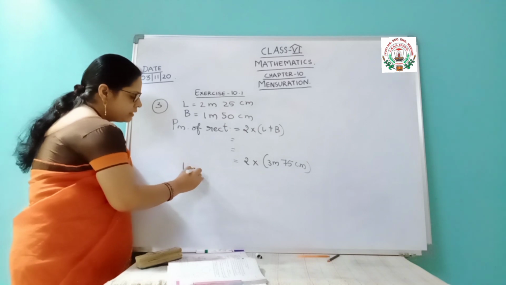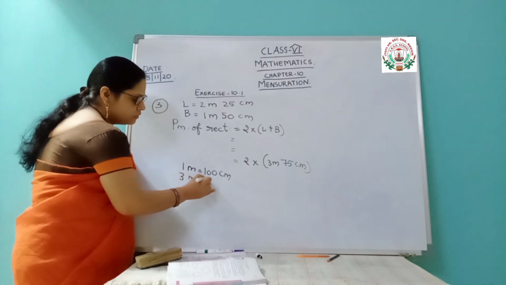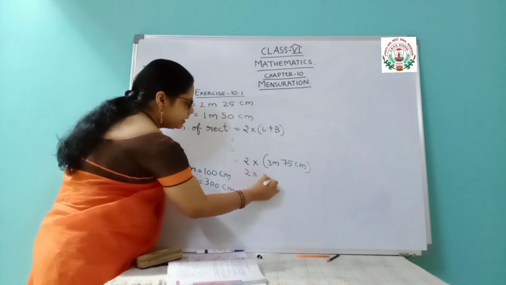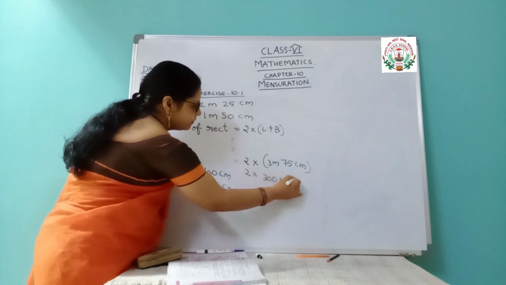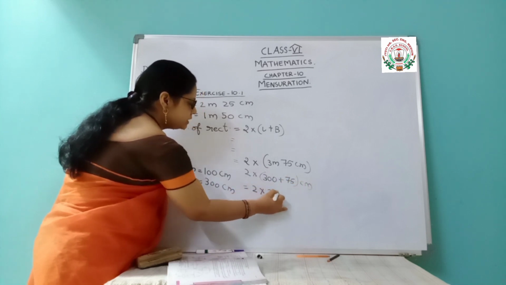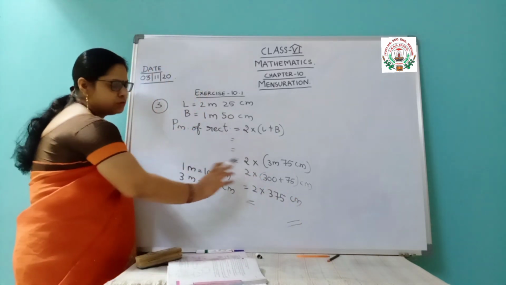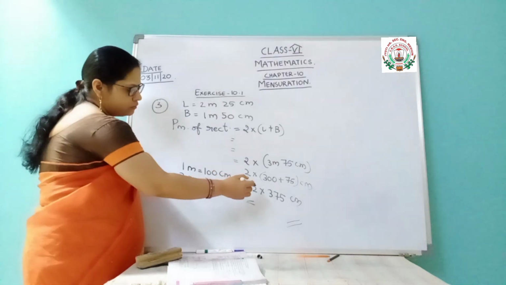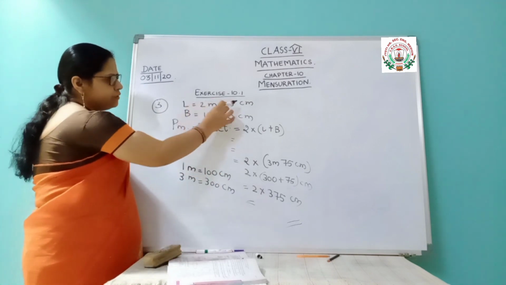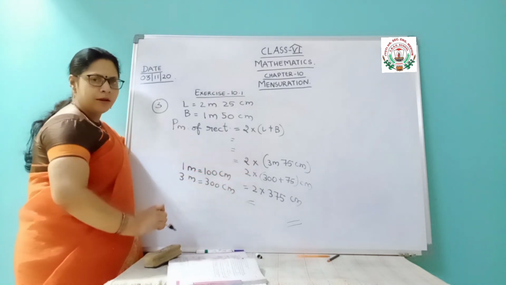1 meter is equal to 100 centimeter. So 3 meter will be equal to 300 centimeter. So that is 2 into 300 plus 75 centimeter, that is 2 into 375 centimeter. That multiplication you do, so that is the total centimeter you will get. So the first digit you will take for the meter and the rest you can take for the centimeter, as you have got here in the question. Understood? So in this way you are going to multiply by 2.